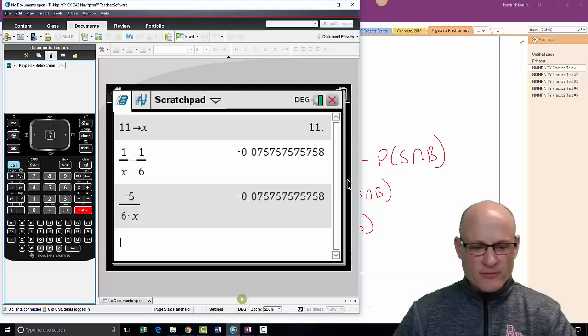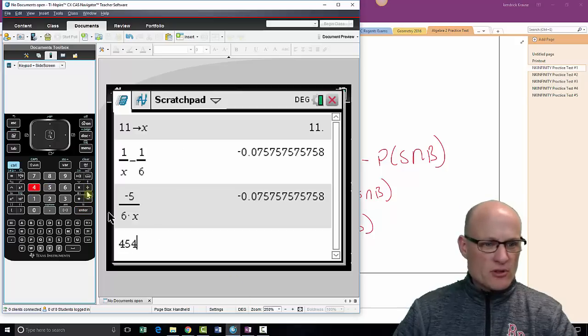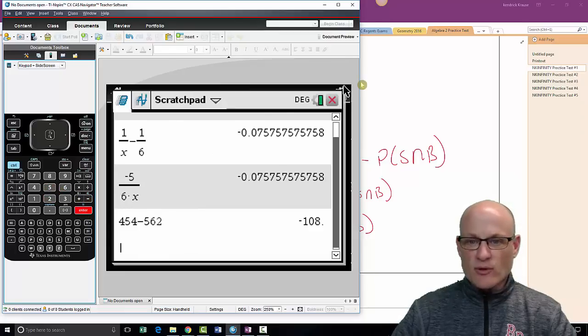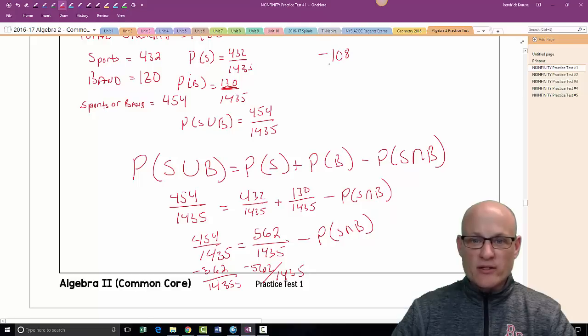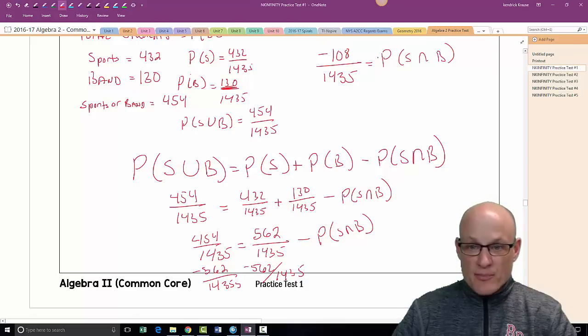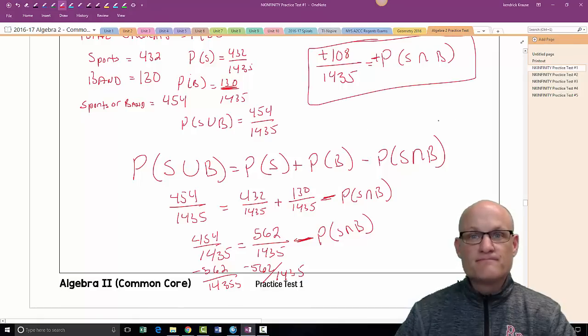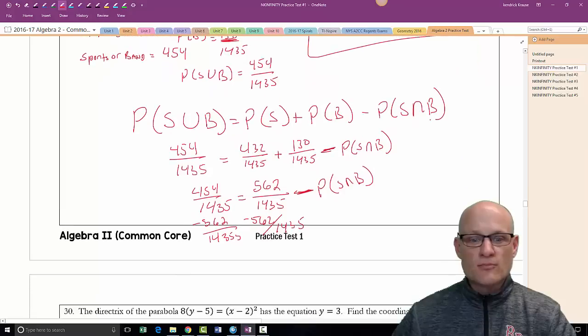Let me make sure my math is right. 454 minus 562, negative 108. So what you end up with is negative 108 over 1,435 is equal to the probability of sport and band. Well, the negative, right? Because see, this negative kind of comes with it, right? So I don't need the negative. I just turn them both into positives, and there's my answer. How'd you do? Problems bodied.